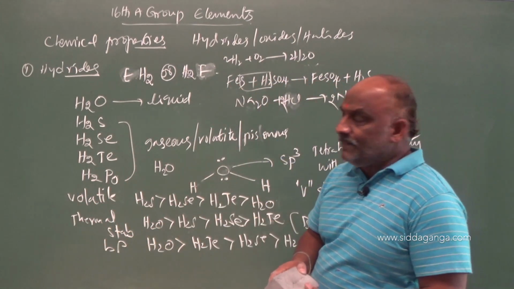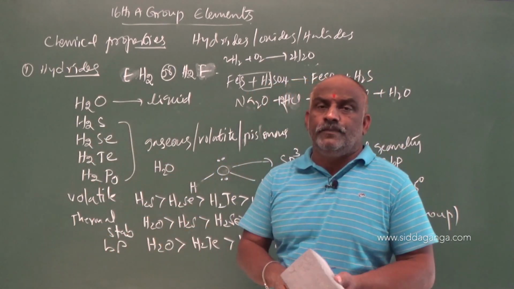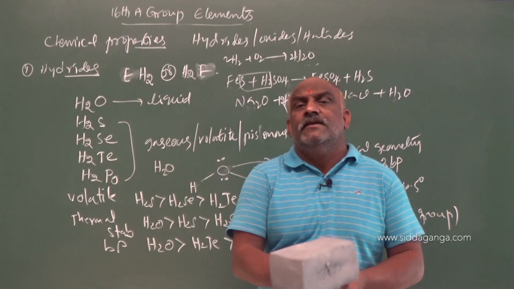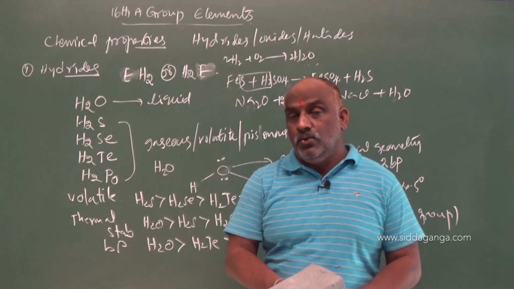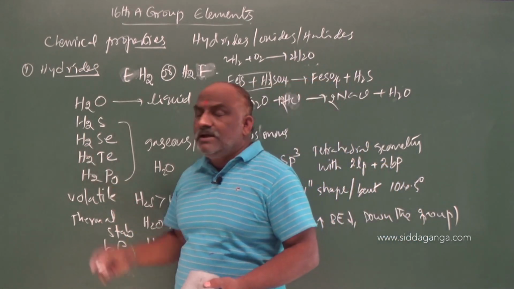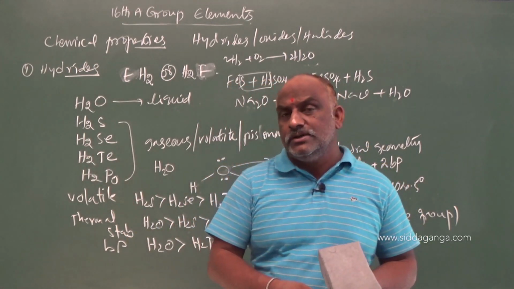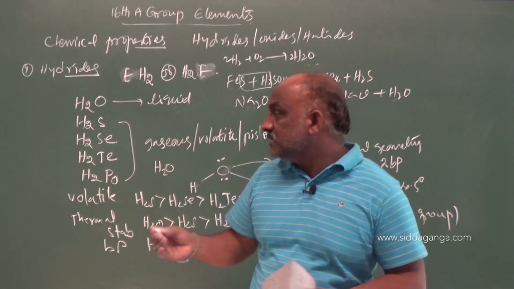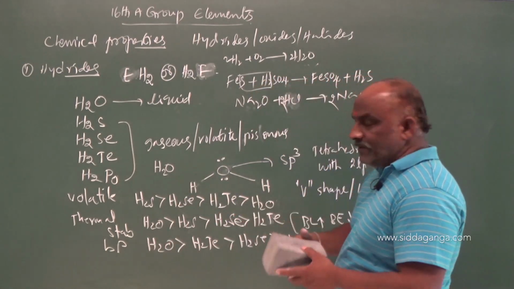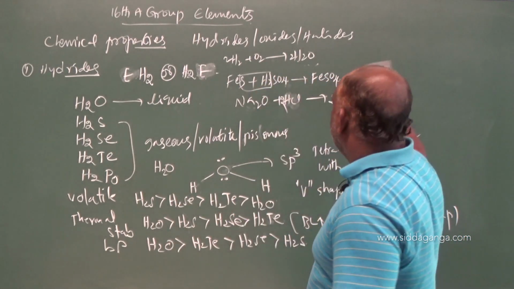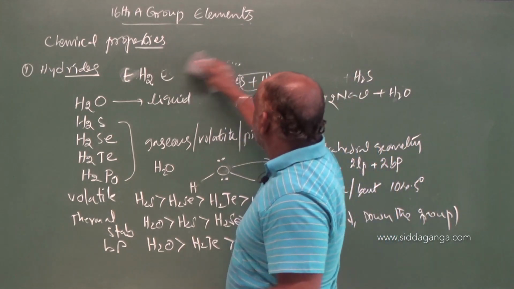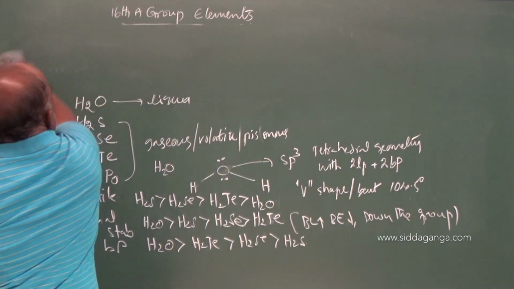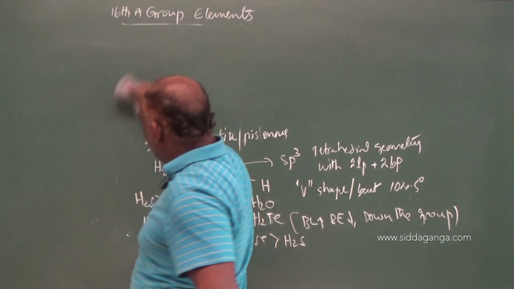Acidic strength increases down the group because these types of hydrides are dibasic. Basicity 2, diprotic, because in these examples 2 hydrogen atoms are there, and these 2 hydrogen atoms are easily liberated as protons. I think you have understood. Copy this, followed by the acidic strength of 16th group hydrides.